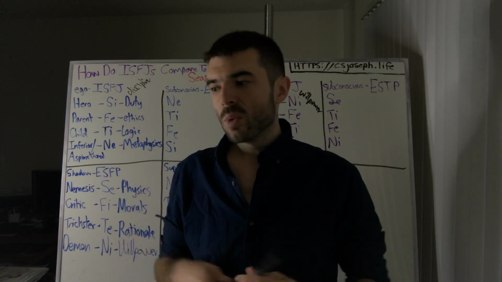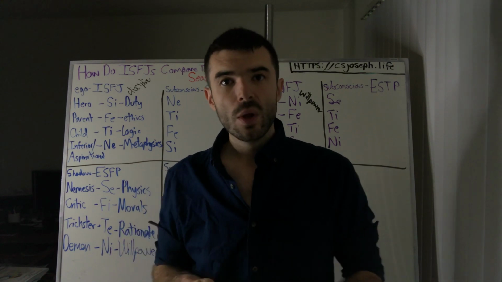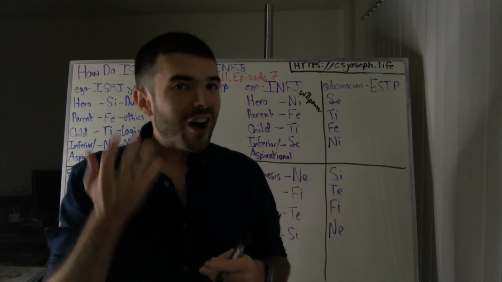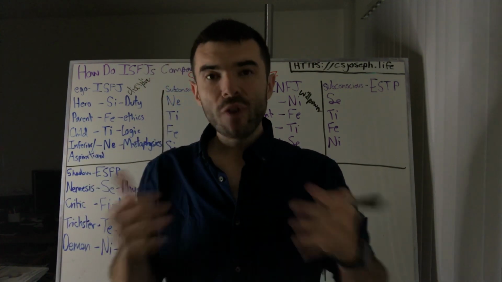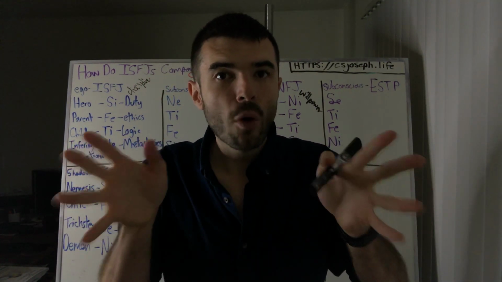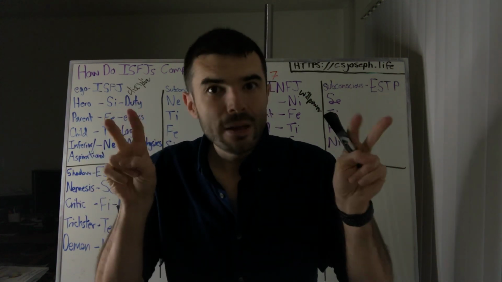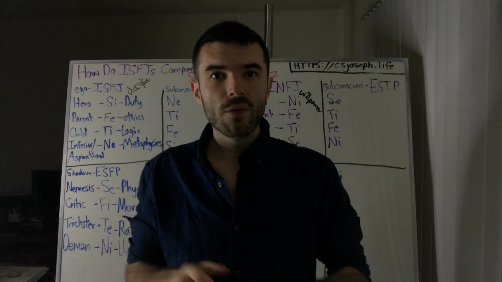That's how ISFJs work. They want to be told what to do. Whereas the INFJ does not want to be told what to do. They want to find what they want. They want to find the best path forward. This is how introverted intuition works. They want to find the best or ideal path forward for themselves, right?